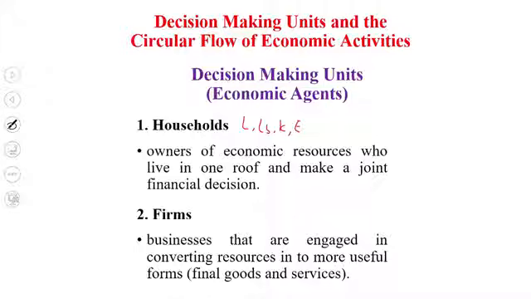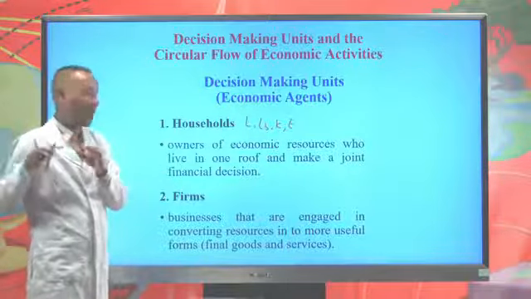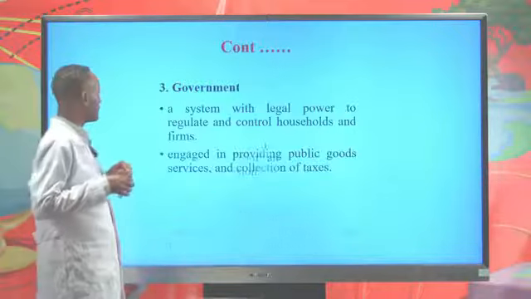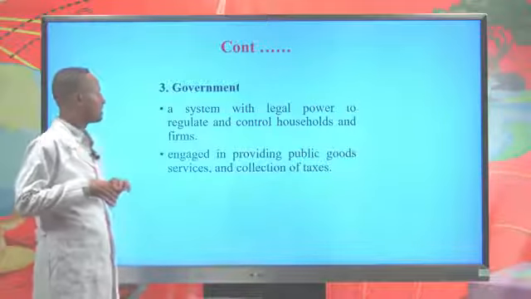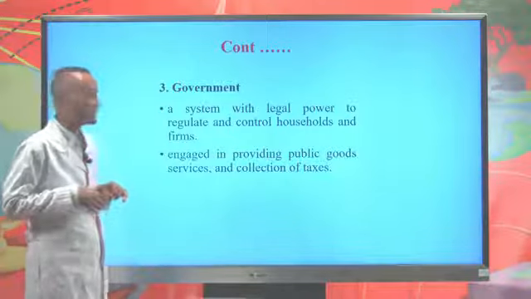Firms are the ones who are engaged in converting these economic resources into more useful forms, into final goods and services. So these are businesses engaged in converting economic resources into more useful forms, into outputs. And the third economic agent is government. Government is a system with legal power to regulate and control households and firms.